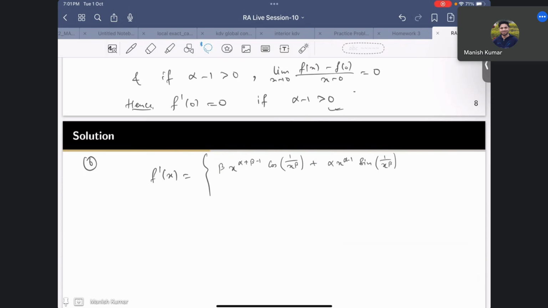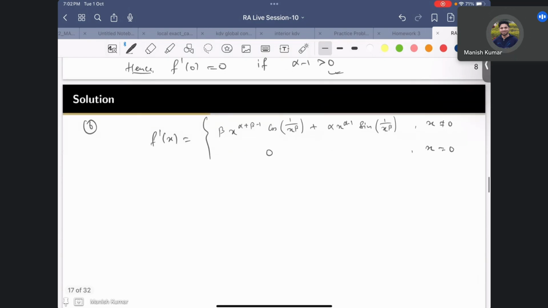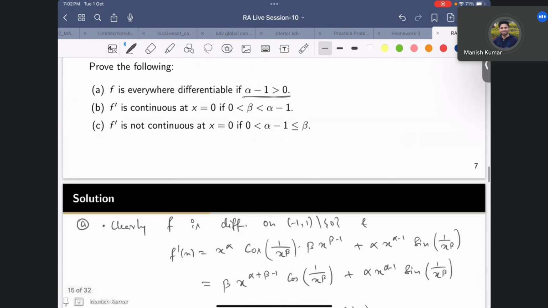Okay, this is when x is non-zero, this is 0 if x is equal to 0, right? So now we have to check the continuity, right? The second statement says that if this condition is there, then f prime is continuous. Okay, so let us see. What is the condition?